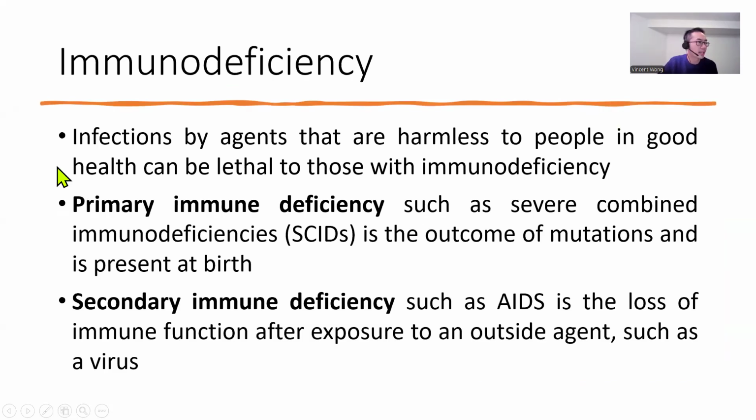Lastly, we have immunodeficiency. Immunodeficiency is an underreaction. So there are two kinds of immunodeficiency, either primary or secondary. Primary means you are born with the condition. An example of that is called severe combined immunodeficiency, or SCID for short. Let me talk about that one first.